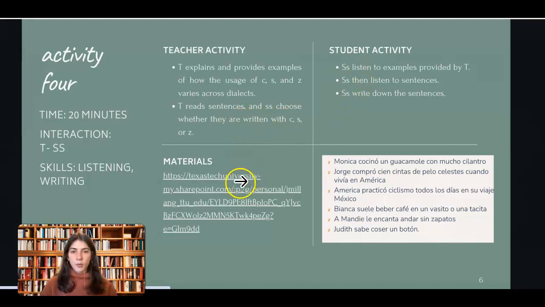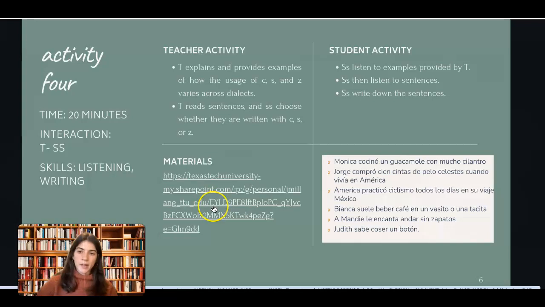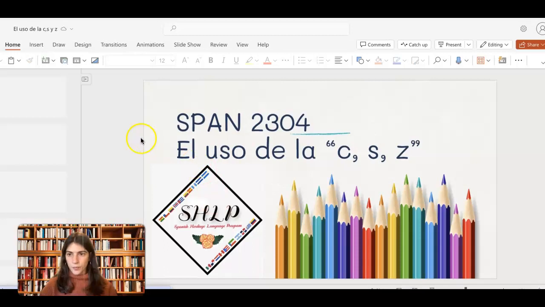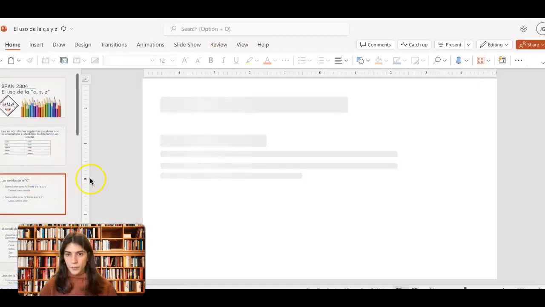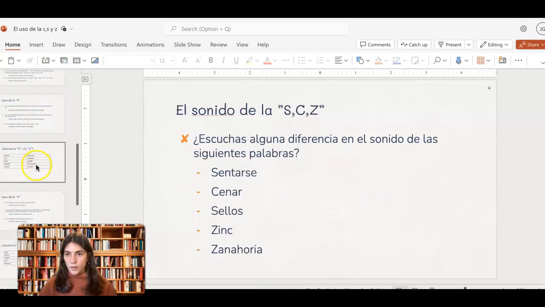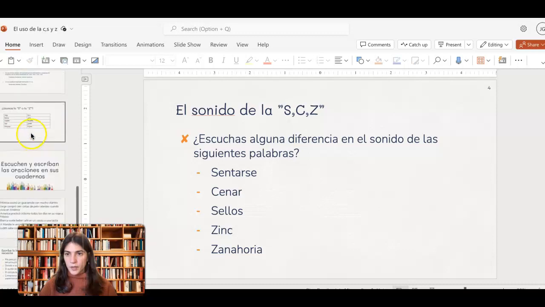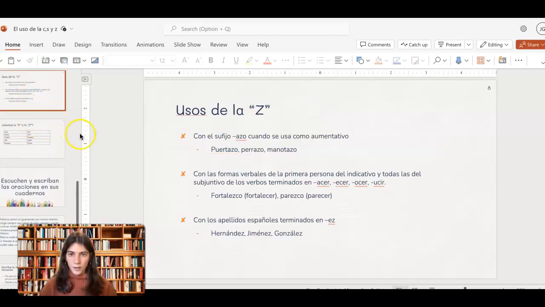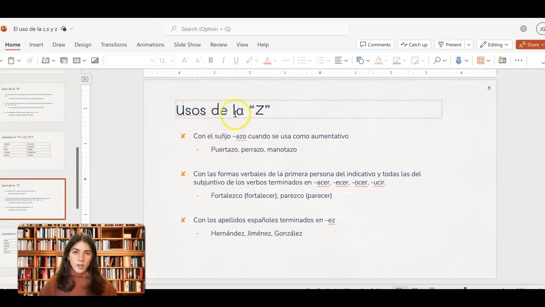So first, I will share a PowerPoint with some examples of words and some tips to know when to write one letter and the other. So here's an example. Here's a PowerPoint, and for example, here, the use of the Z. So when the word ends in -azo, you write it with Z. And this is an example.